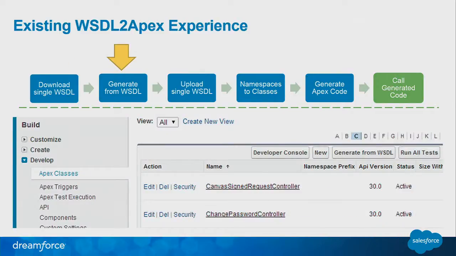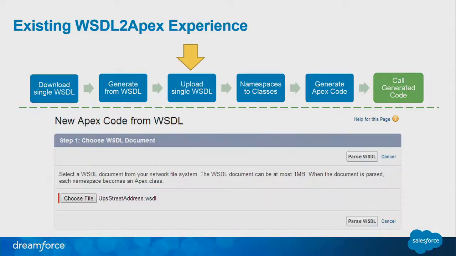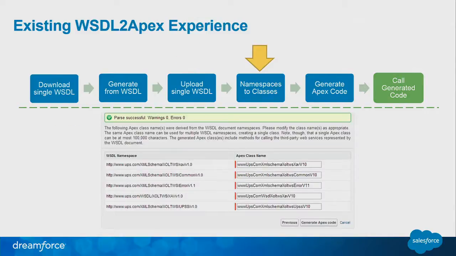Next, you log into Salesforce, go to your Apex classes, generate from WSDL. Then you locate that file you had on your disk and you upload it again into Salesforce. Press parse WSDL. Salesforce will validate that WSDL is syntactically correct XML, and then it will find the namespaces that appear in that WSDL and map them to Apex class names. You're free to come through there and change those as you need. You could even, if you want, map them all to a single Apex class.